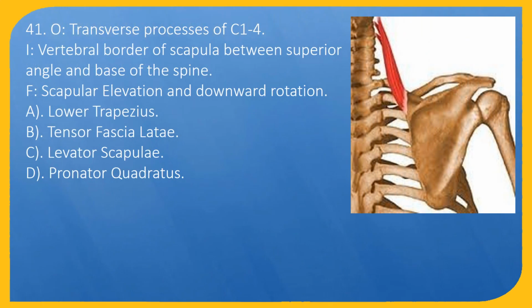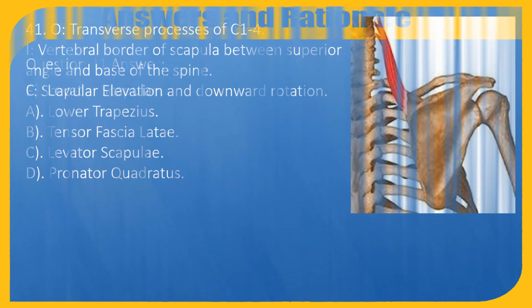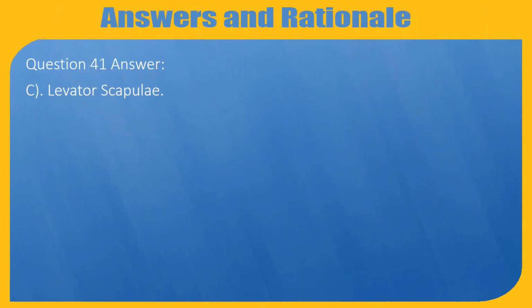Question 41. Origin: transverse processes of C1-C4. Insertion: vertebral border of scapula between superior angle and base of the spine. Function: scapular elevation and downward rotation. A. Lower trapezius. B. Tensor fasciae latae. C. Levator scapulae. D. Pronator quadratus. Question 41, answer C. Levator scapulae.